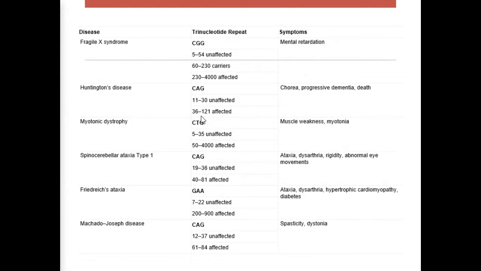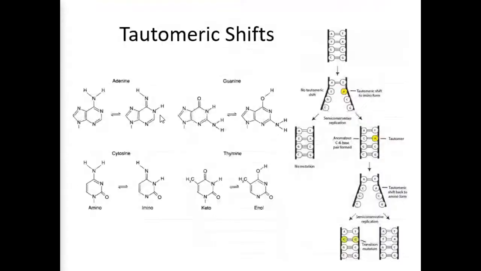Okay, Huntington, that's 36 times. So that's what this means. And the tautomeric shift. Basically, that's the chemical structure of these nucleotides. For example, adenine and cytosine.